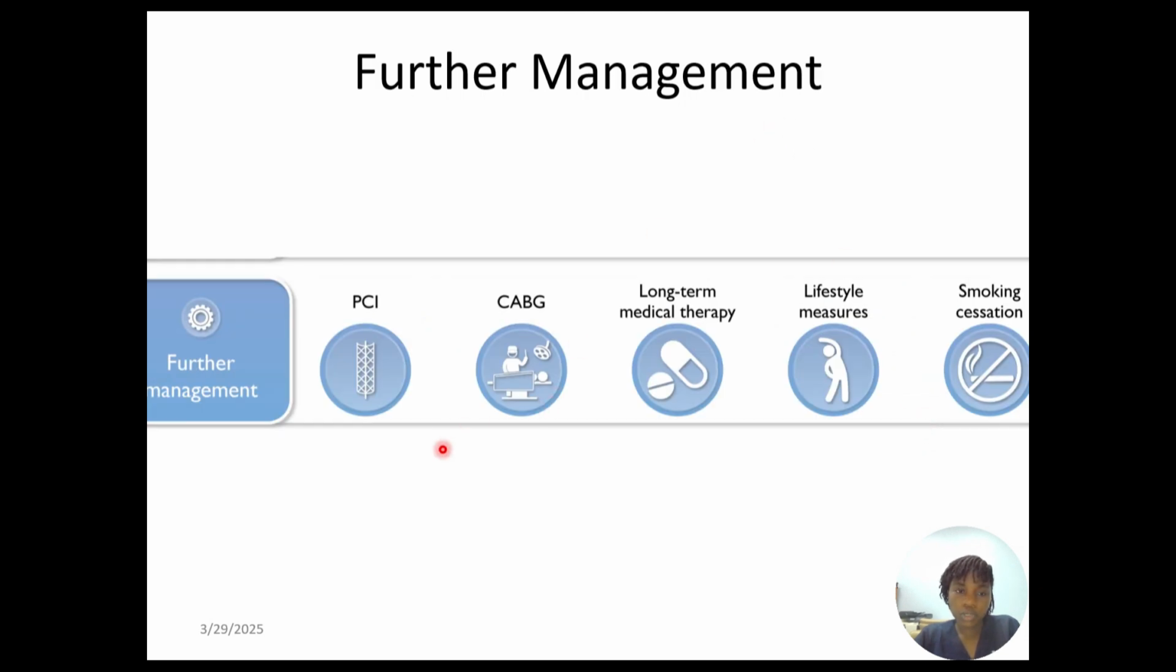Further management. For patients who have multivessel disease, a surgical intervention called coronary artery bypass graft is recommended. Now, prior to this surgery being done, medical therapy should be instituted and should be optimized. Now, following PCI or surgical therapy, long-term medical therapy is indicated in order to improve function, prevent recurrence, and prevent complications. Lifestyle measures are also important, especially avoiding smoking.